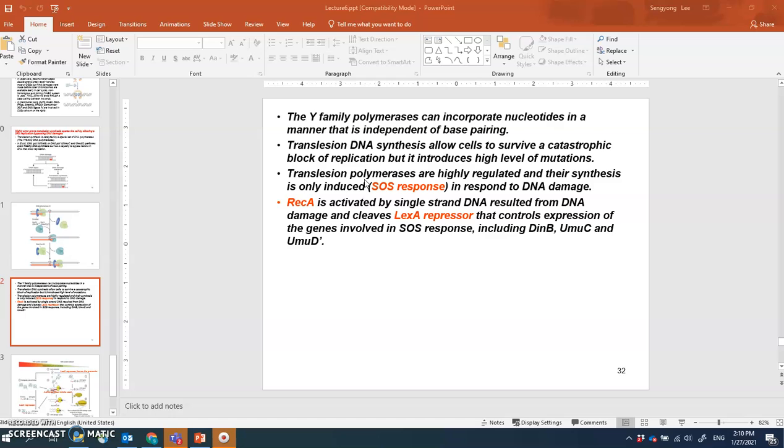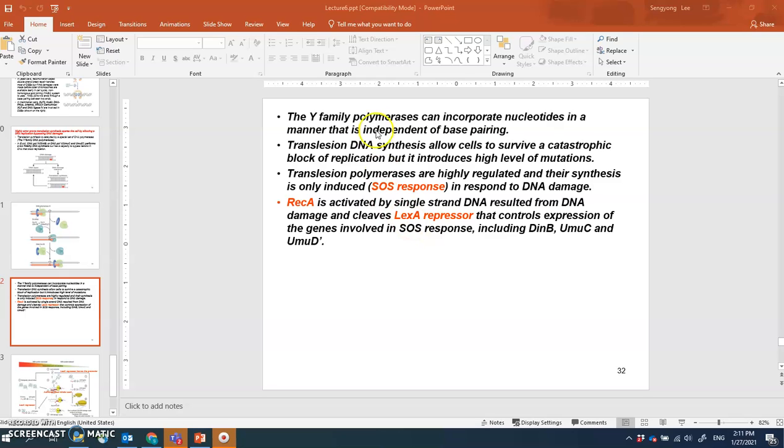Okay, in that gene regulation, RecA protein is important, because that is activated by the single-strand DNA resulting from DNA damage, and cleaves the LexA repressor. A repressor is a controlling protein. It represses expression of genes, like those polymerase coding genes and other enzyme genes that are involved in the SOS response. We'll talk about that in a minute. Anyway, these two regulatory elements control the gene expression during this SOS response.